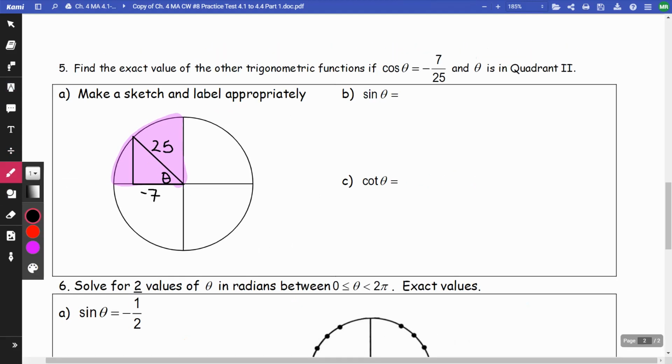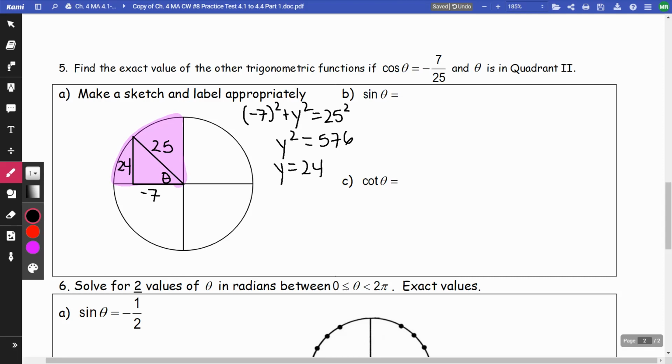I'm going to use Pythagorean. So I'm going to have a negative 7 squared plus y squared equals 25 squared. When I work that out, I get 625 minus 49, which gives me 576. I take the square root of that, and that ends up being 24. So this is going to be a positive 24.